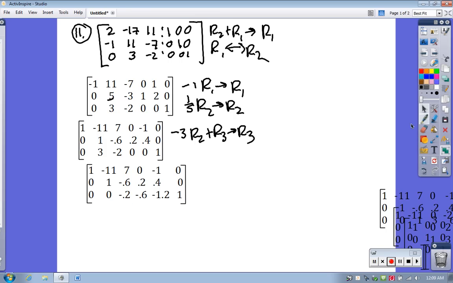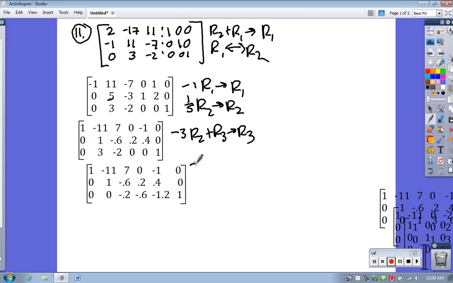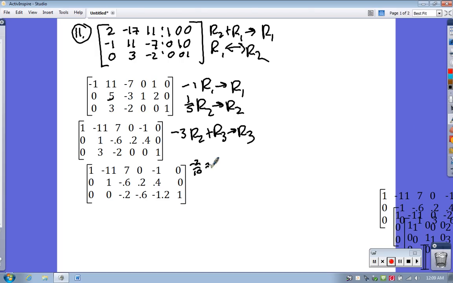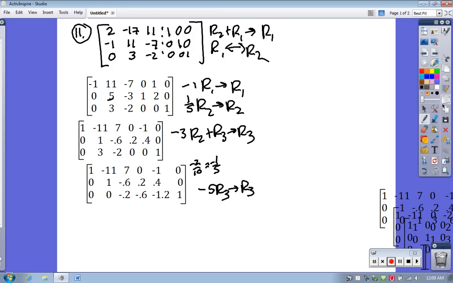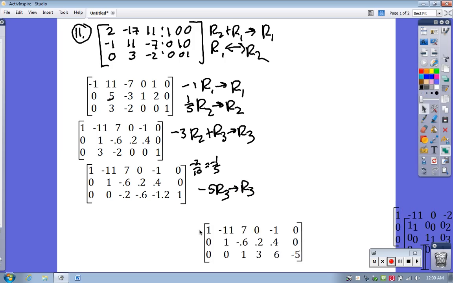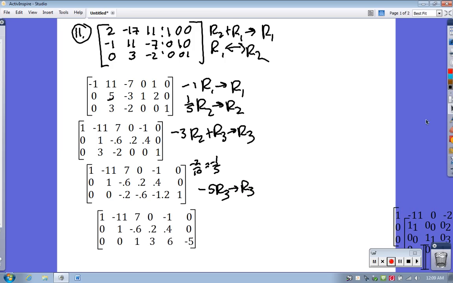-0.2, that's the same as -2/10, which is the same as -1/5. So if I multiply this row by -5, -5 times row 3, that'll make that a positive 1. That's going to go into row 3. Enter that into my calculator. So now my matrix looks like this.